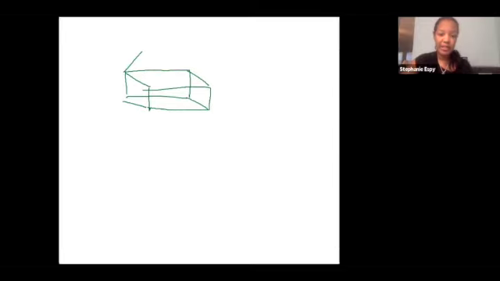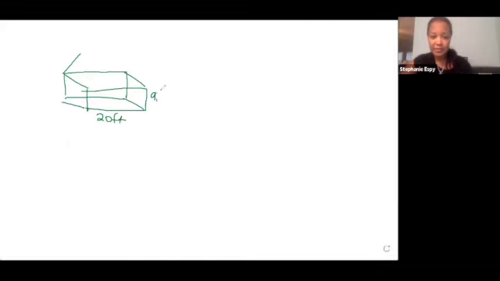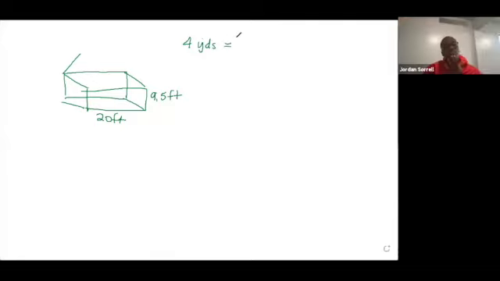The rectangular part was 20 feet by 9.5 feet by 4 yards. So we got to convert 4 yards. How many feet is in 4 yards? 12 feet. Right.